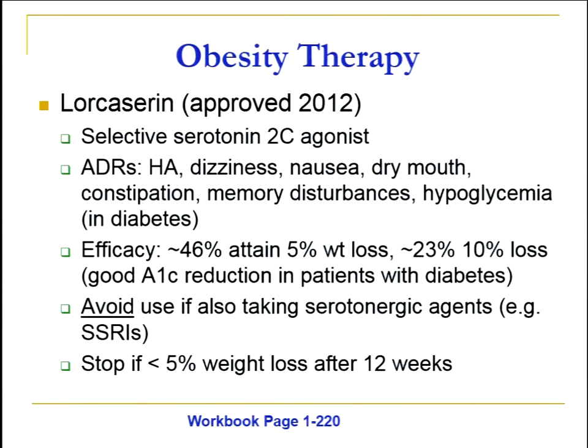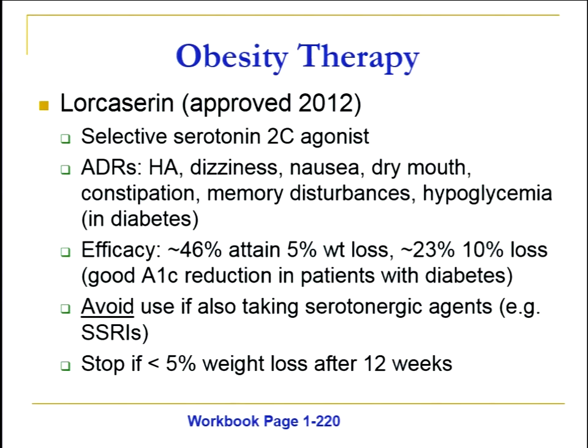The agents are very effective at reducing weight in patients, but they also have a lot of side effects associated with them. In this case, headache, nausea, dry mouth, dizziness, constipation, memory disturbances, and in some cases, hypoglycemia in patients with diabetes. They are quite good at reducing A1C, however. If you're overweight and have type 2 diabetes, these agents really help reduce A1C in addition to your other medications for the treatment of type 2 diabetes.